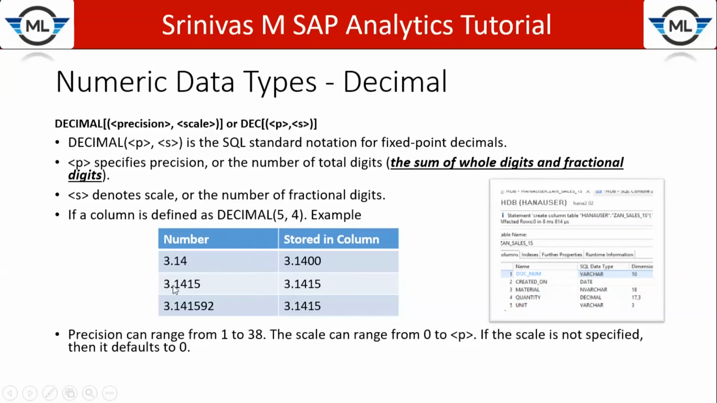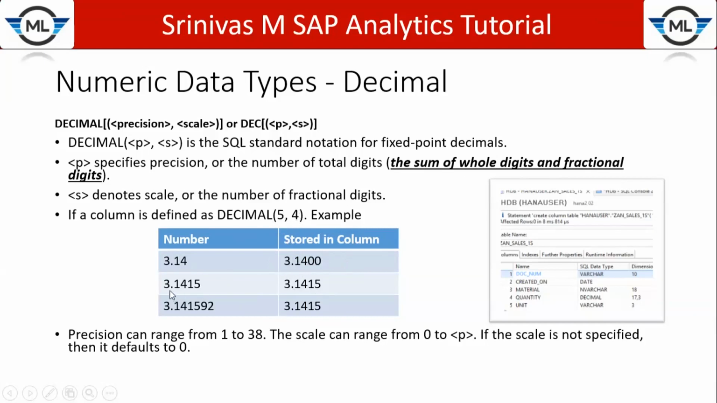So if you see here, 3.14, for example, I define a column with decimal 5 comma 4. If I am trying to store a value of 3.14, then the system stores this value as 3.1400. It means if you count the total number of digits in this number, it is 5, which is nothing but my precision. And the total number of digits after the decimal is 4, which I defined in the scale place.